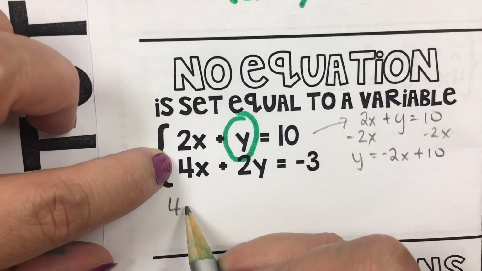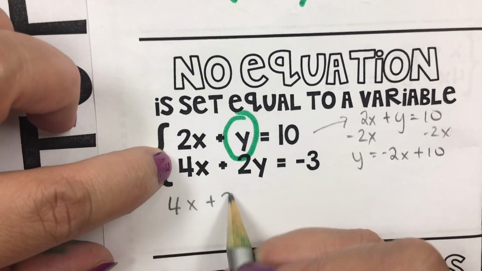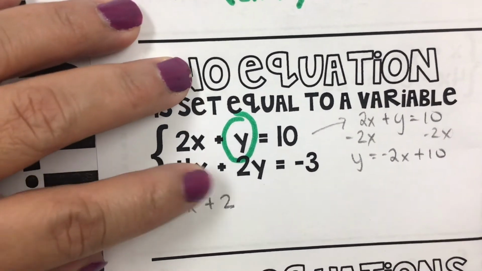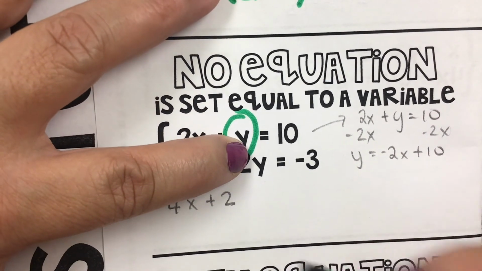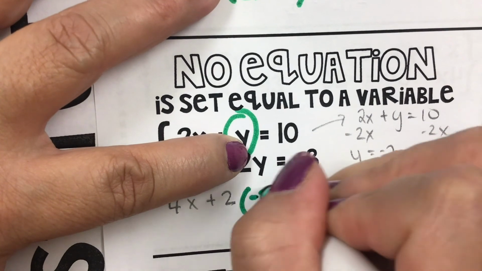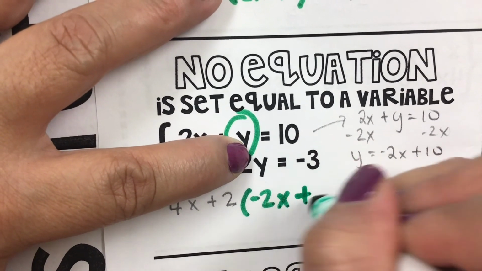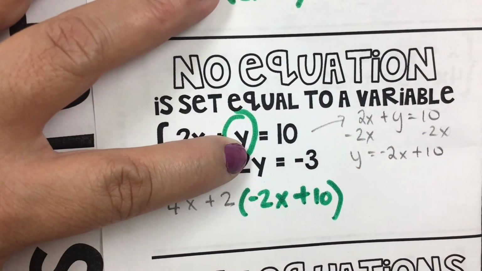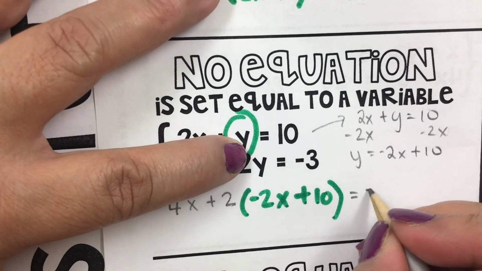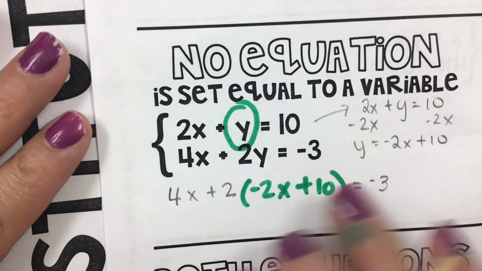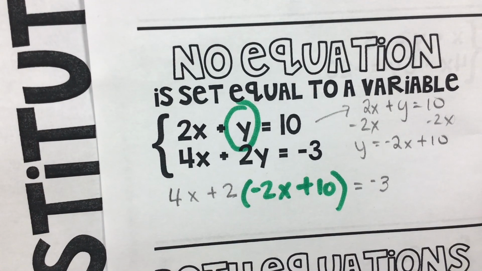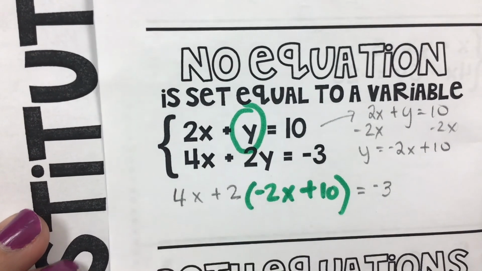So this one's a y value, so I have 4x plus 2. But instead of writing my y value, I'm going to write what my y value can be set equal to, which is negative 2x plus 10. And that's equal to negative 3. From here we're supposed to do the steps to solve for the x, but I'll show you on the inside of the folder.